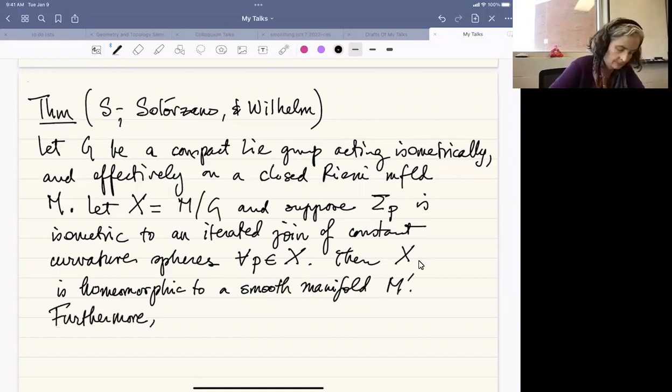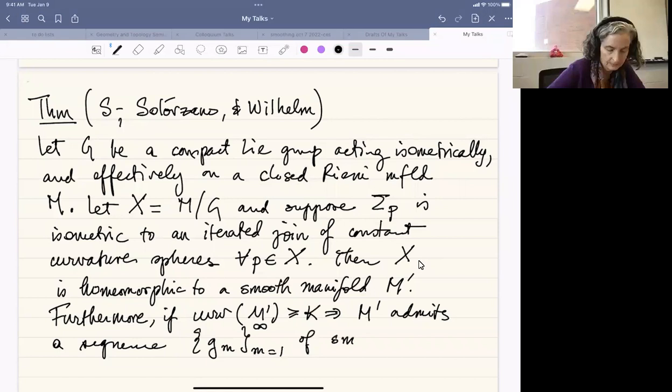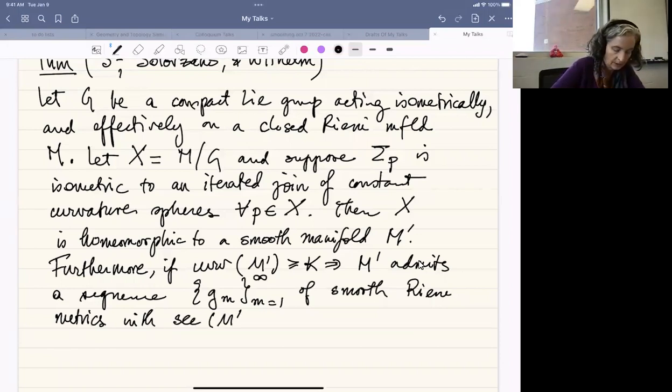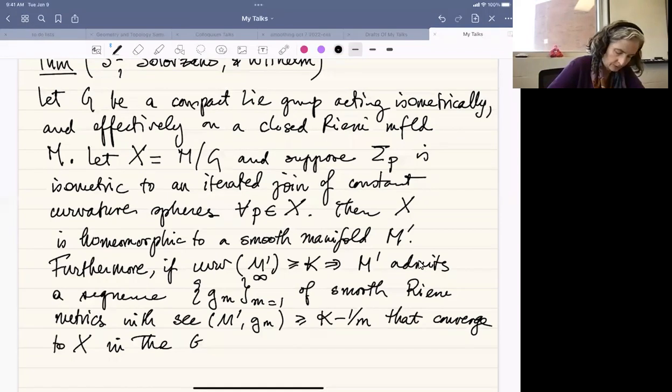Furthermore, if the curvature of M prime is bigger than or equal to kappa, then that implies that we've got a sequence of metrics, so these are smooth Riemannian metrics, with sectional curvature of M prime, with each of these metrics being bigger than or equal to kappa minus 1 over m, so close to the kappa of the limit space, that converge to X in the Gromov-Hausdorff topology.